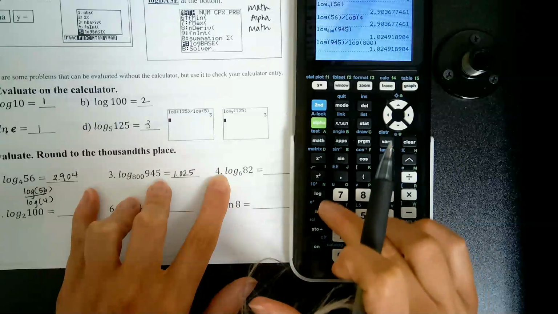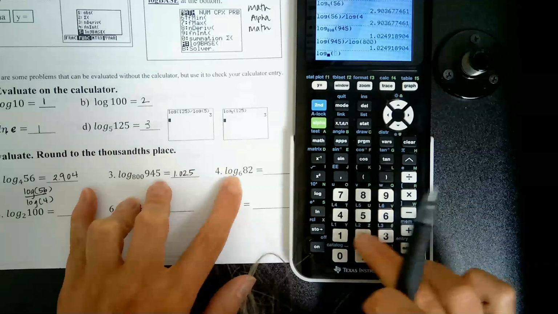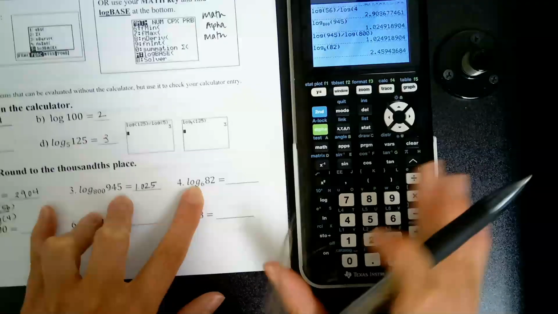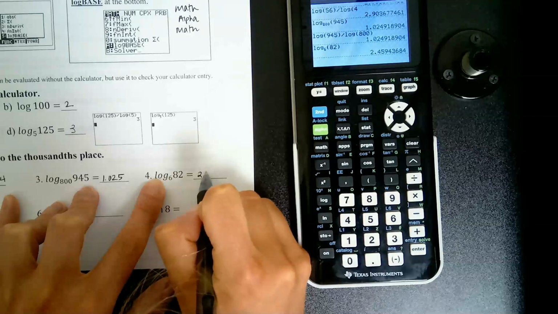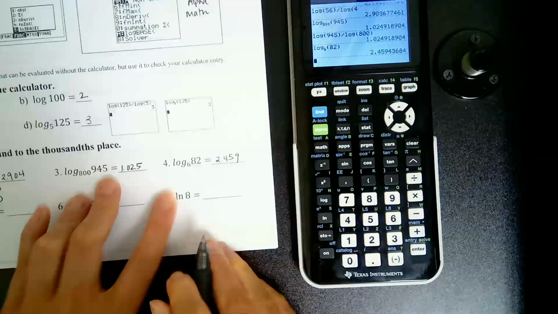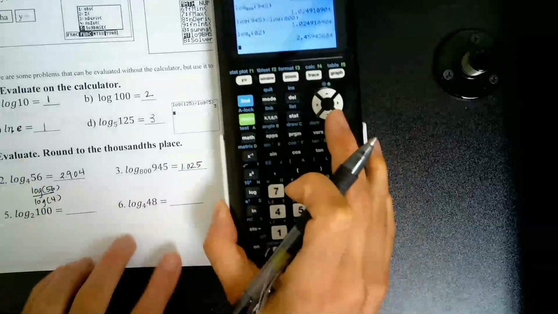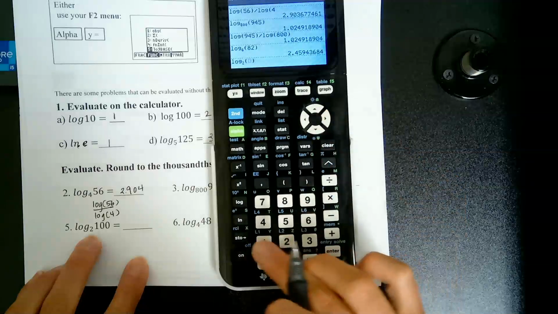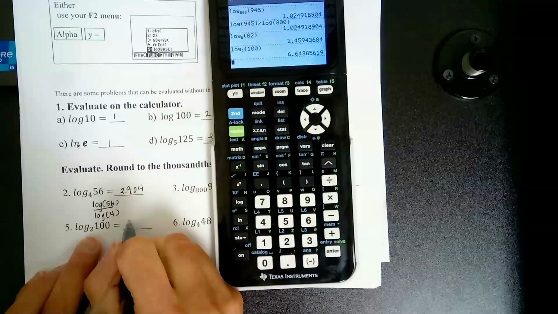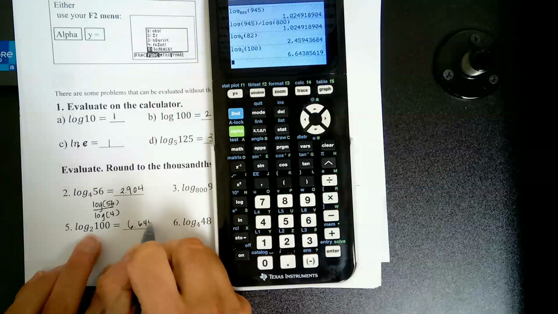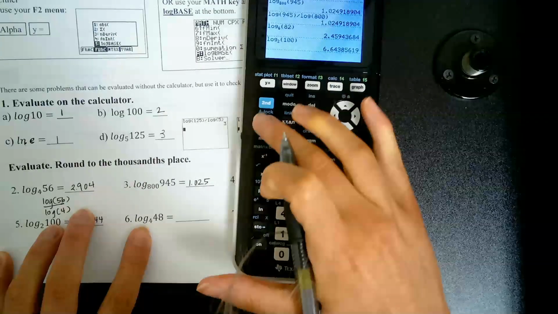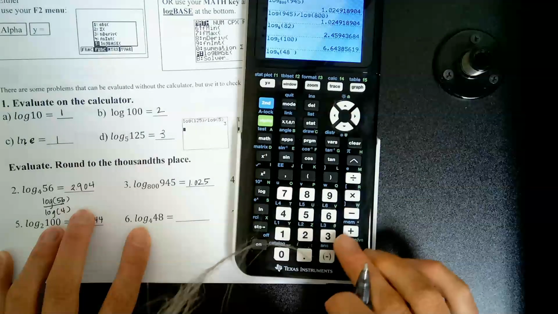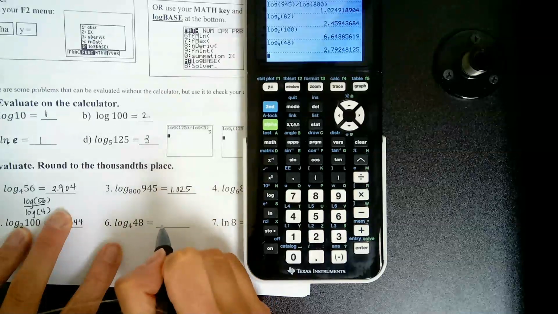Okay, and then for this next one, math alpha math, 682. And so 2.459. Okay, and so this next one, math alpha math, log base 2 of 100 is 6.644. Math alpha math, log base 4 of 48, 2.792.